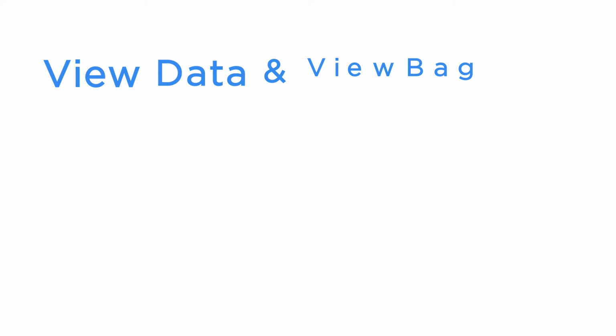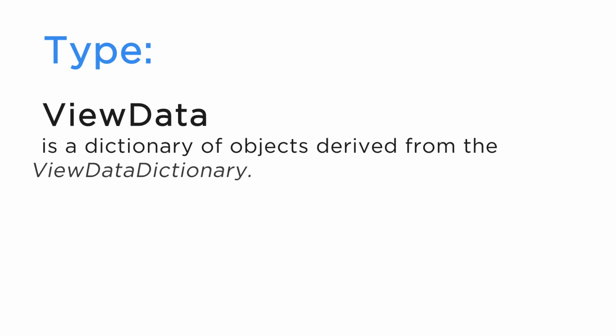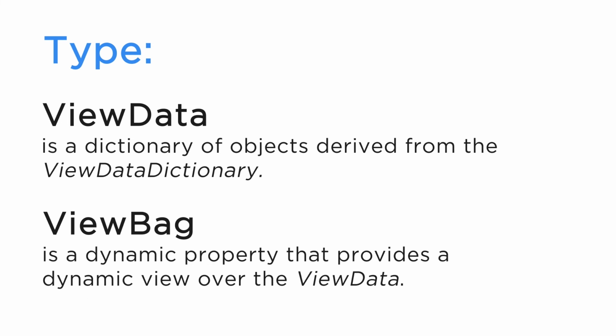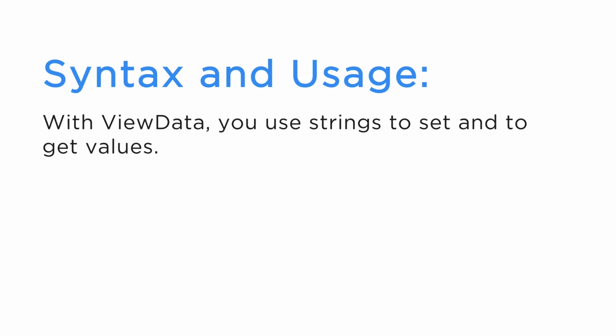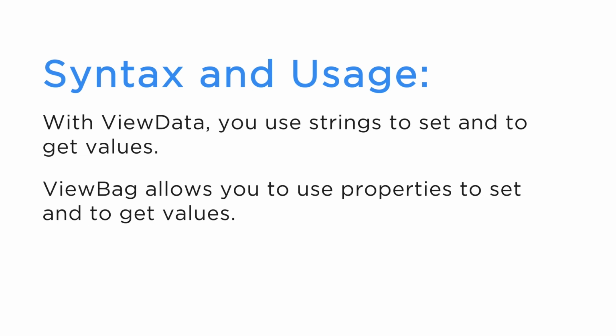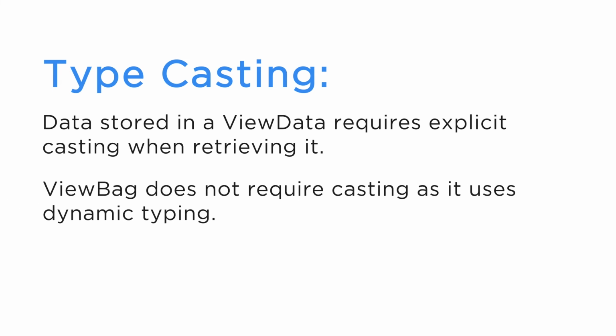As you have seen so far, ViewData and ViewBag in ASP.NET MVC are both used to pass data from a controller to a view, but they have some differences. ViewData is a dictionary of objects derived from the ViewDataDictionary. ViewBag, on the other hand, is a dynamic property that provides a dynamic view over the ViewData. With ViewData, you use strings to set and to get values, but ViewBag allows you to use properties to set and to get values. The data that is stored in ViewData requires explicit casting when retrieving it. ViewBag does not require casting as it uses dynamic typing.